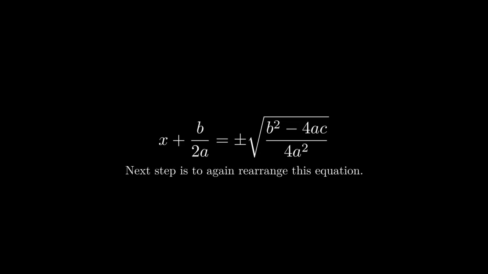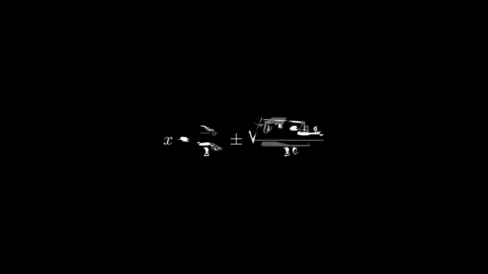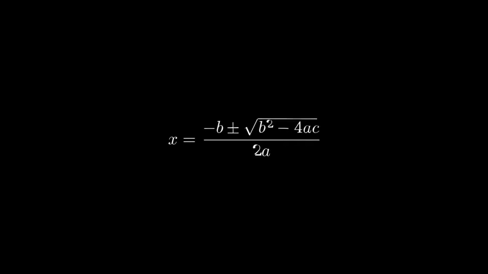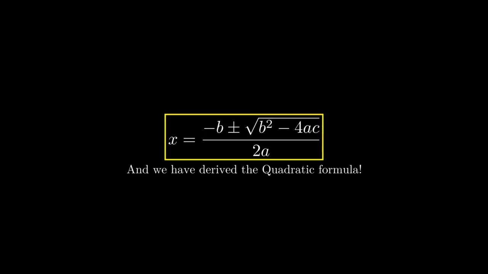We now just have b over 2a left on the right side, and we can subtract it in order to move it to the other side of the equation. Now, you see we have a common denominator, so we can group the fractions as 1. And there, we have derived the quadratic formula.